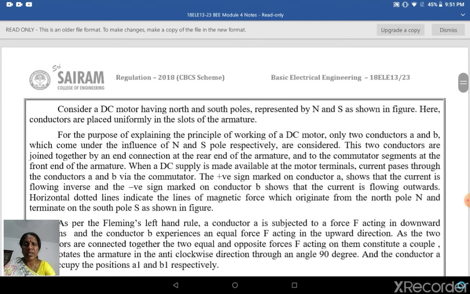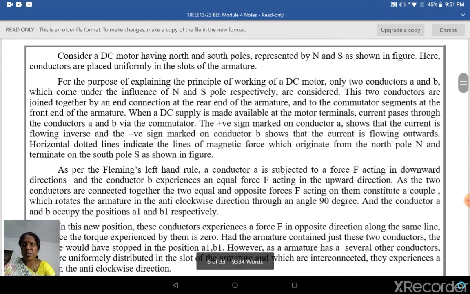Consider a DC motor having north and south poles represented as N and S as shown. Here the conductors are placed uniformly in the slots of the armature. For the purpose of explaining the principle of working of a DC motor, only two conductors A and B, which come under the influence of the N and S poles respectively, are considered, which means a single coil. Instead of considering the entire armature having many windings, many coils or many turns, for the sake of simplicity in understanding the motoring mechanism, a single coil is considered with a north and south pole.